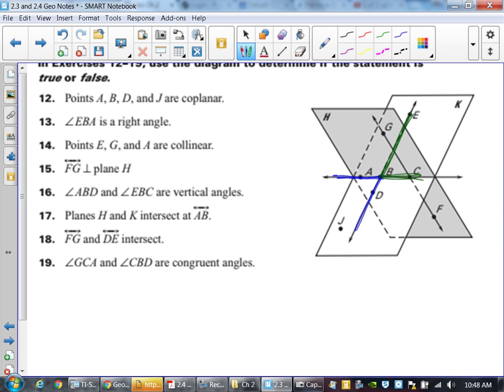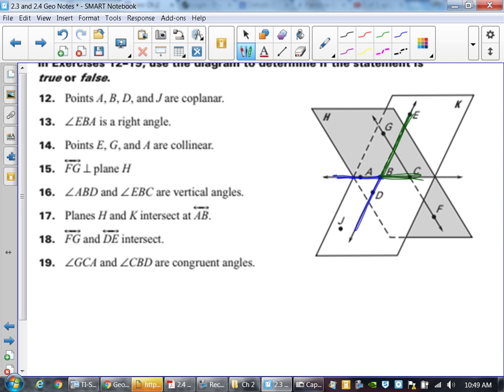You're going to be using the idea of vertical angles out of a diagram a lot. We use this all the time. When we get to triangle proofs, finding vertical angles is one of the very first inferences that you're going to be able to make, because it's a very simple thing to look for. Next. Planes H and K intersect at line AB.